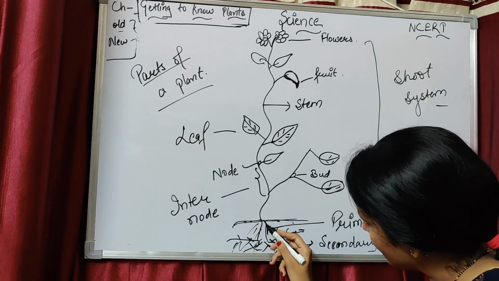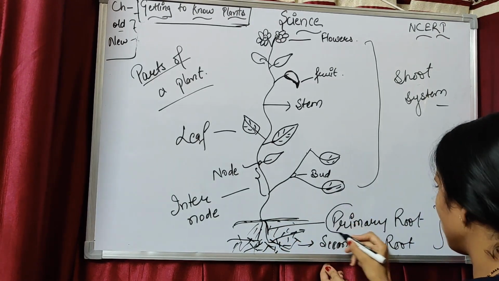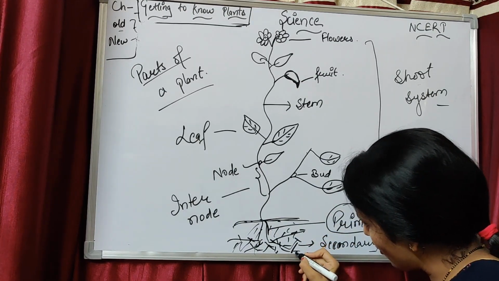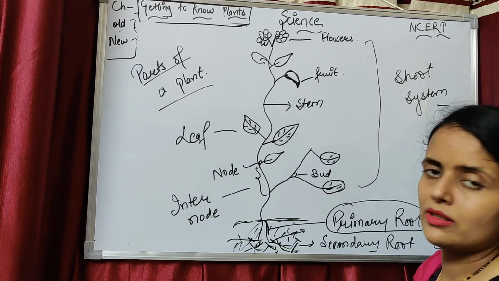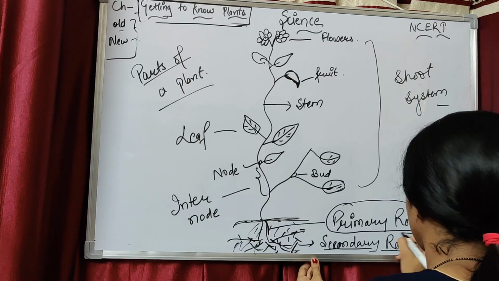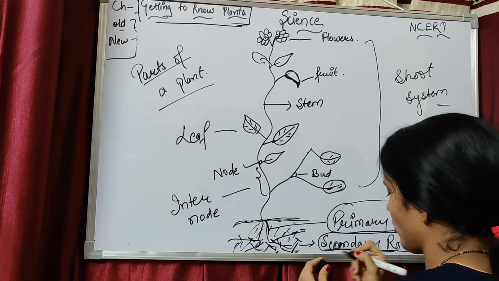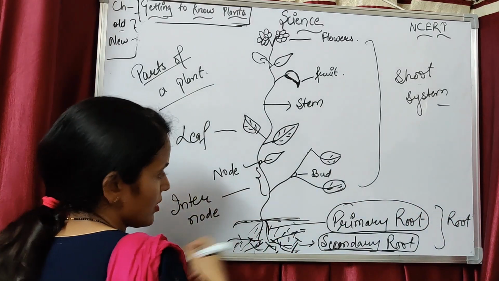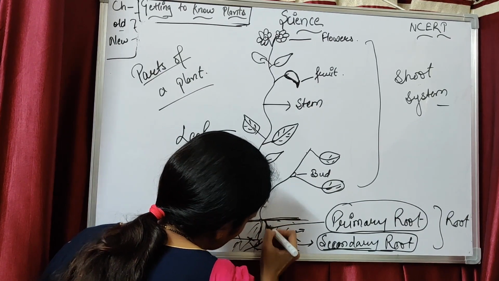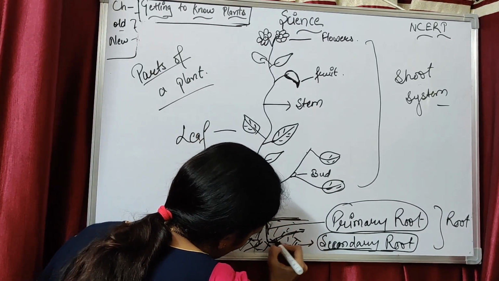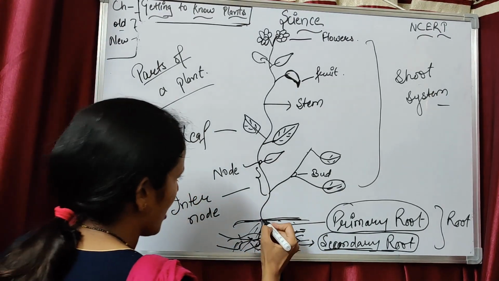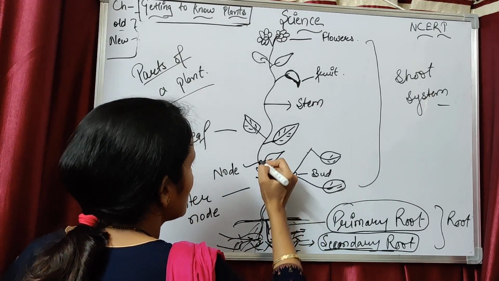The first root which is attached to the ground is known as the primary root, and the roots which spread inside the ground are known as secondary roots. Clear? Now we will come to the upper side.